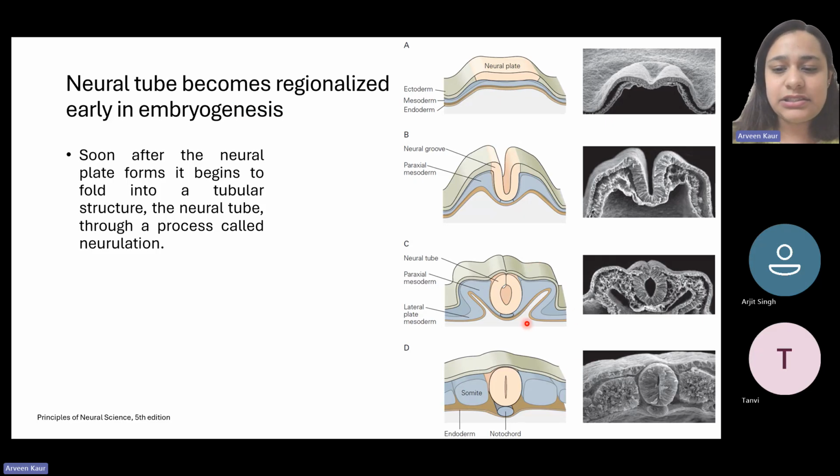So this neural tube structure will form an actual tube, and the mesoderm beneath it will also develop and form something that is known as a notochord, right? So this is what the final primitive structure of the nervous system looks like, right?